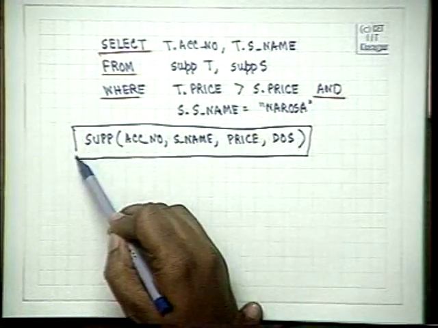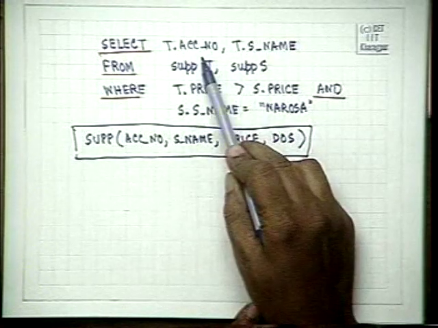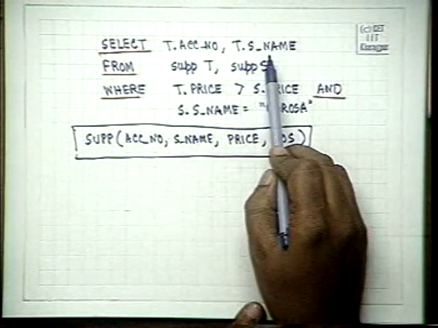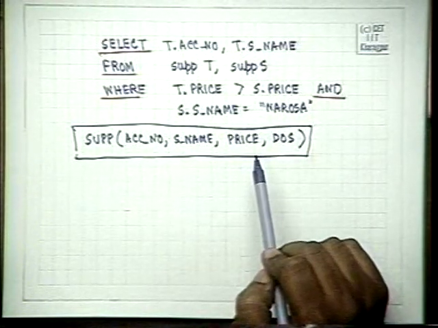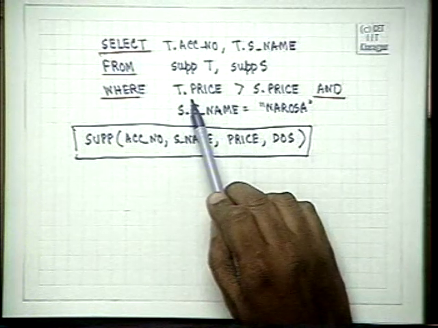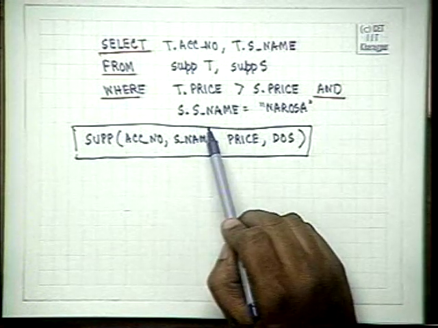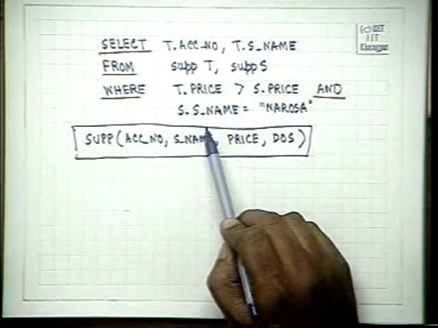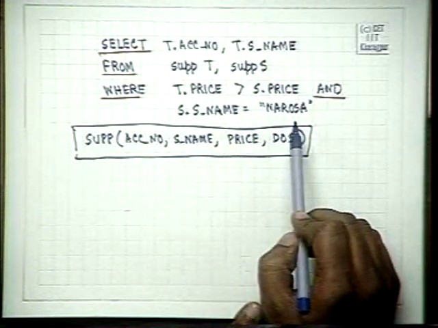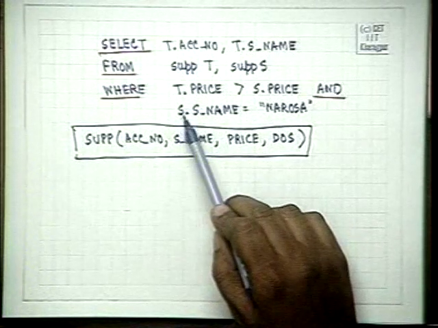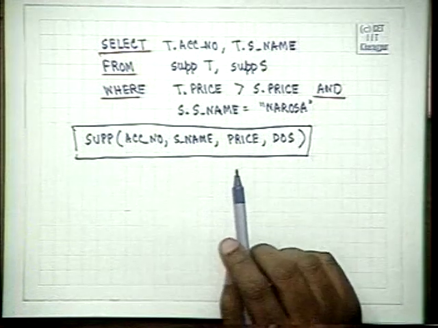And this query finds the name and accession number of the books, and the supplier who has supplied them, for all those books such that the price of that book is greater than the price of any one book supplied by Narosa. Since it is greater than any one book supplied by Narosa, it is equivalent to saying that this is greater than the price of the least cost book supplied by Narosa.